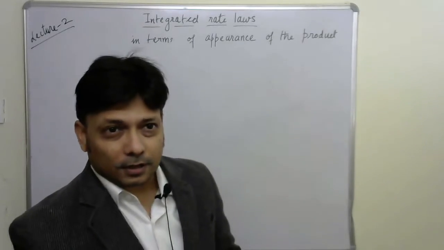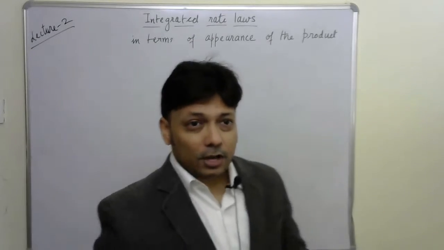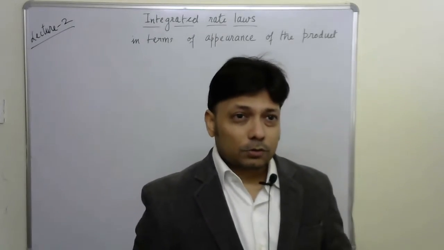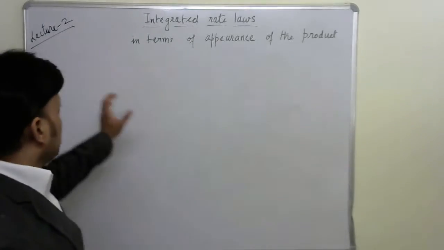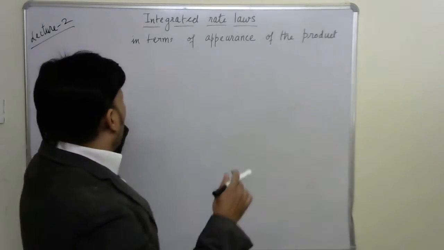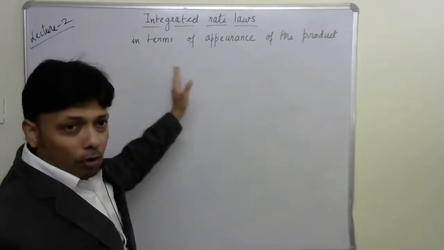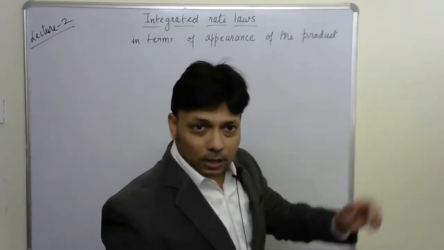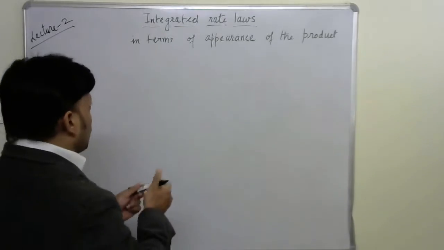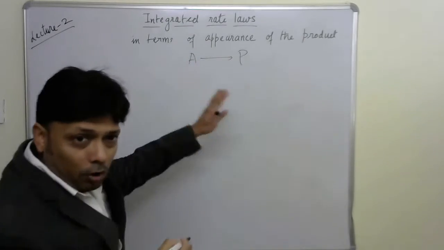Hello my friends, welcome to lecture number 2 of the Chemical Kinetics lecture series. Today we will continue our discussion on integrated rate laws. In this lecture we will try to derive the rate laws in integrated form in terms of the appearance of the product. So far we have been studying reactions in this form.